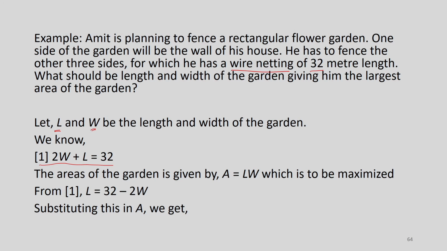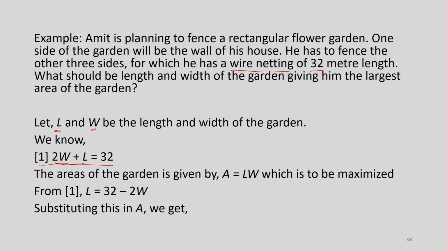Now, at this point one might ask why he is choosing to use the wall of his house to cover the length rather than the width. When you write this, you are assuming that one L is being taken care of by the wall of the house. We are not writing W plus 2L is equal to 32, we are writing 2W plus L is equal to 32.